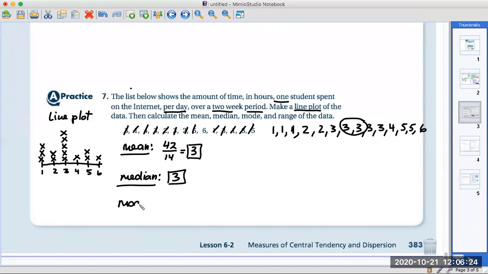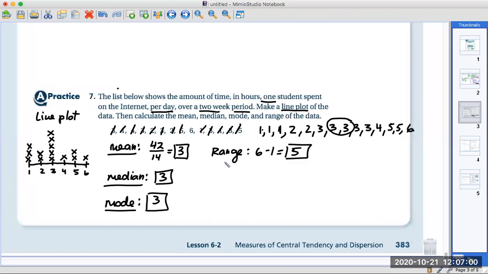The mode is 3. Notice how weird that is, because it's the most often, 5 times right here. And the range is not 3, it's 6 minus 1. The largest minus the smallest is 5. So this is called the spread, or how spread out the data is. Again, please don't think these always have to match. Okay, and then we are almost done.